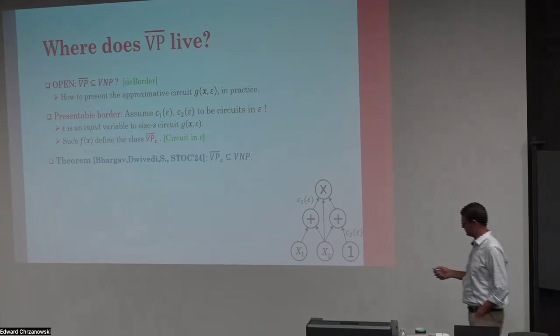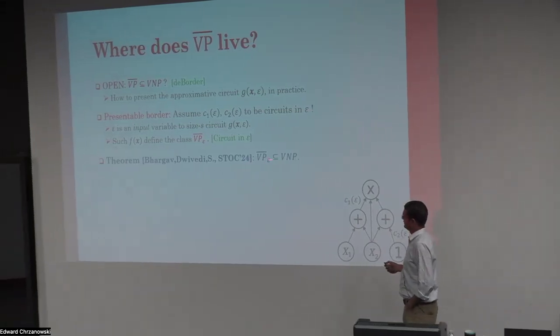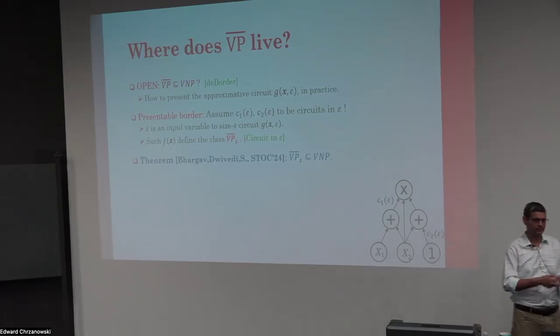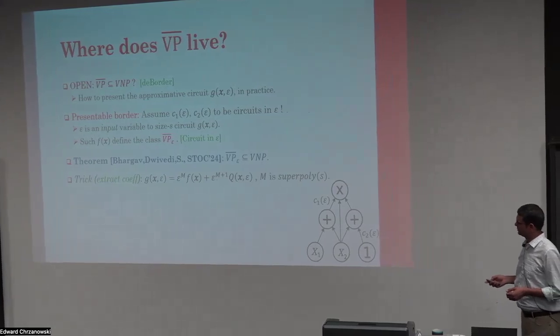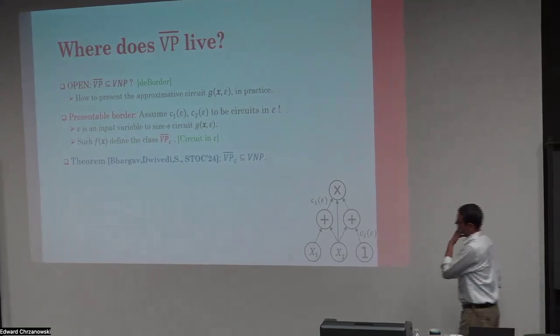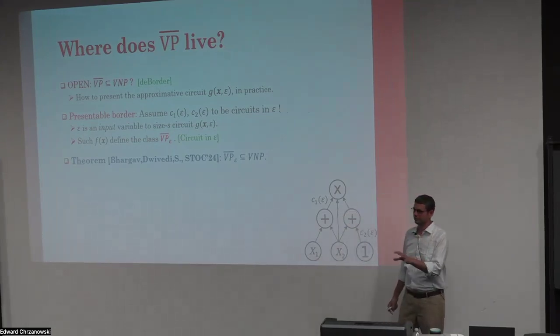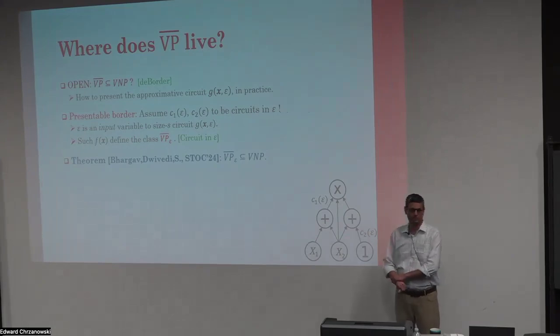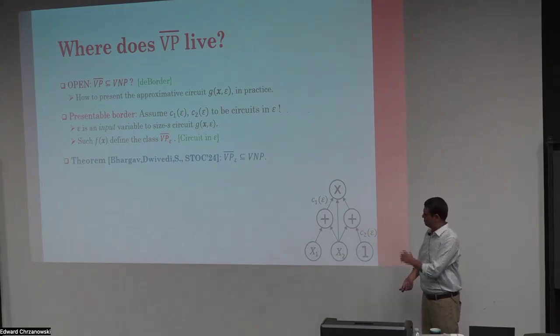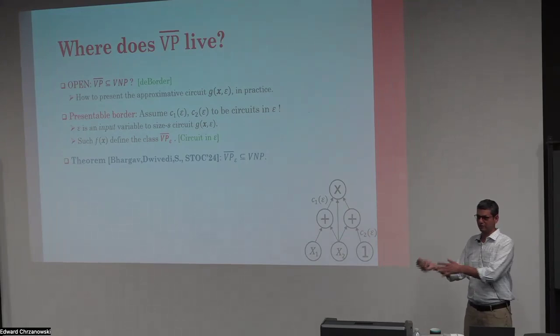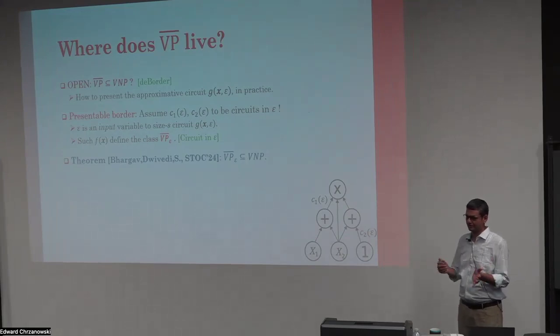And what we showed is that this VP bar epsilon is actually in VNP. Okay, so if you make the border presentable, then it becomes explicit. So read this as presentable is explicit. So when you have a presentable border polynomial, then it's actually an explicit polynomial, which practically solves the problem, because in practice, the border polynomials that you will see will be presentable ones only, because non-presentable by definition are non-presentable. Like you will never see them in practice.